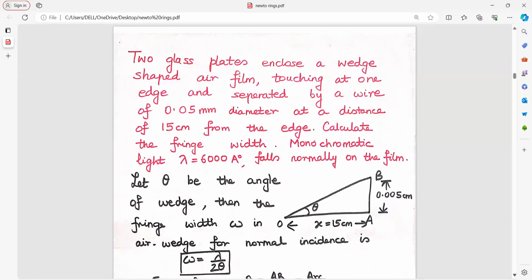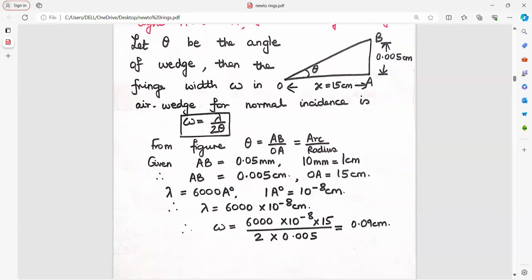Two glass plates enclose a wedge-shaped air film touching at one edge and separated by a wire of 0.05 millimeter diameter at a distance of 15 centimeter from the edge. You have to find the fringe width. Monochromatic light wavelength has been given to you. Again, they have told that it is falling normally. So once again, omega is equal to lambda upon 2 theta.